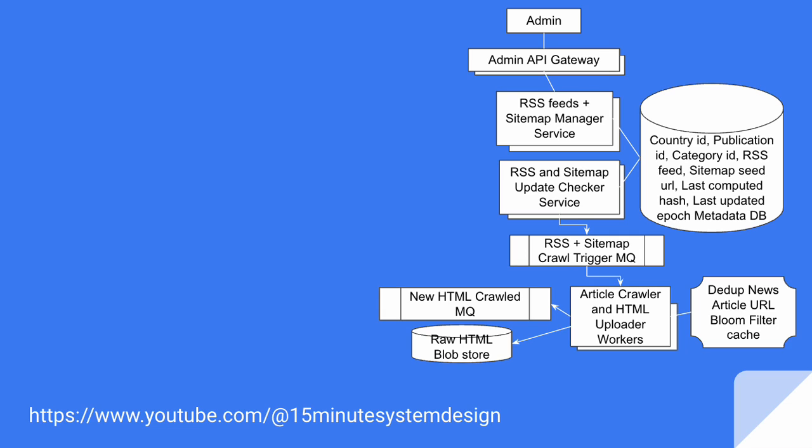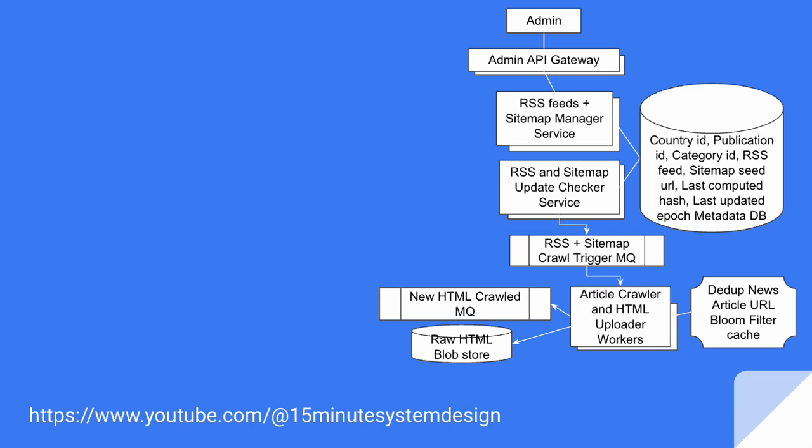Now, once the particular RSS or sitemap is triggered by the service in the message queue, this event gets consumed by article crawler and HTML uploader workers. What these workers do, they primarily try scanning this particular RSS feed or site map seed URL from top to bottom and check if any article is something which has not been crawled previously.